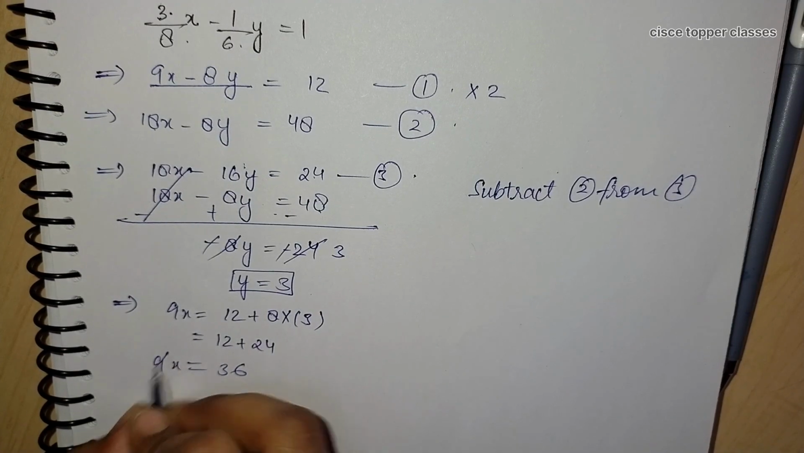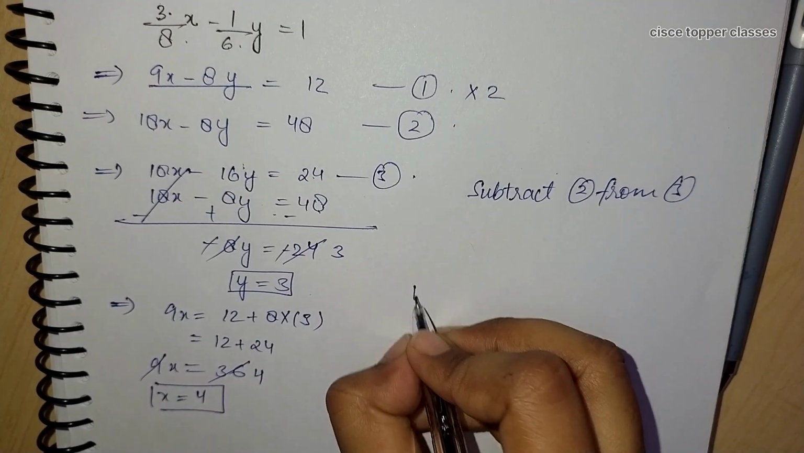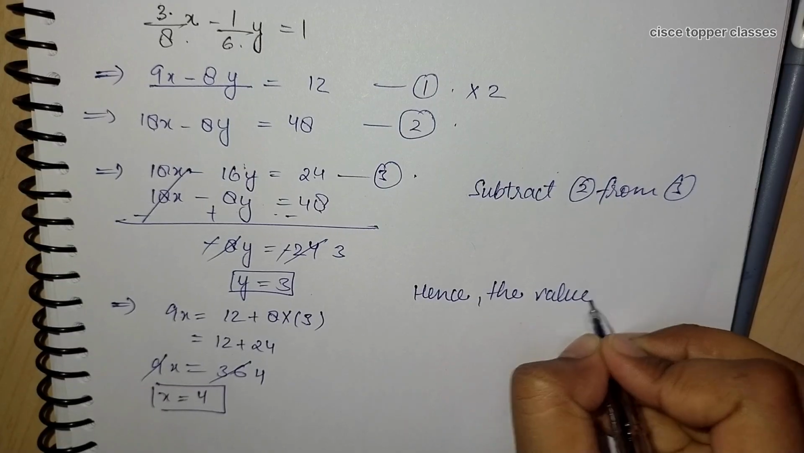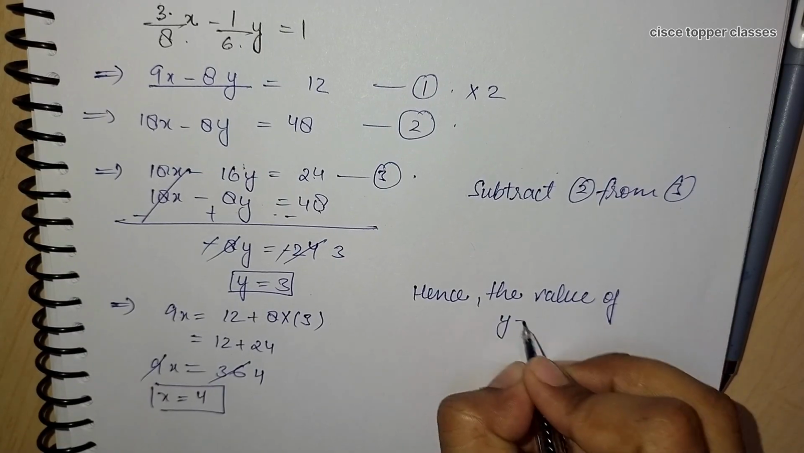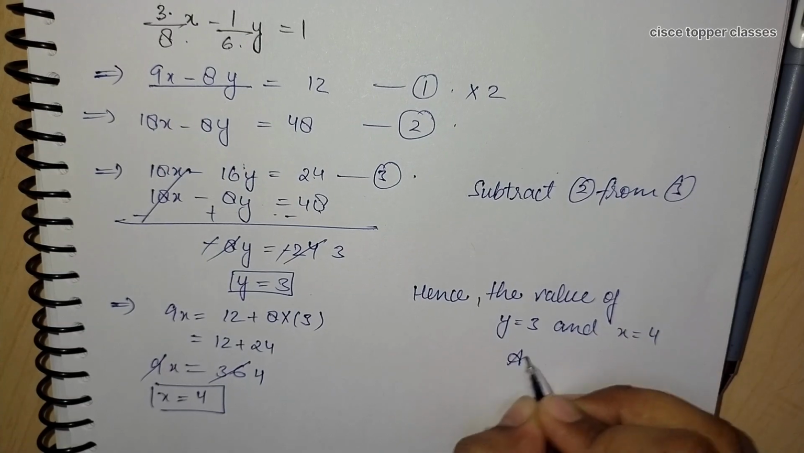So 9x is equal to 36. We will cancel out here. So x is equal to 4. So hence the value of y is equal to 3 and x is equal to 4 is the answer here in this question.